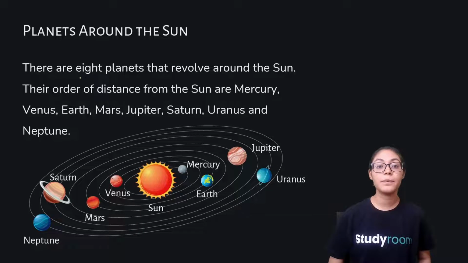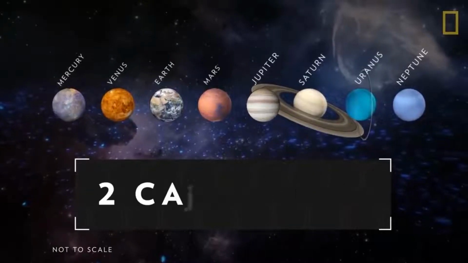Now there are 8 planets that revolve around the sun. Their order of distance from the sun is Mercury. Mercury is the closest to the sun. It has the least orbit. Then Venus, Earth, Mars, Jupiter, Saturn, Uranus, and Neptune. So Neptune is the farthest away from the sun. Let's have a look at this video.